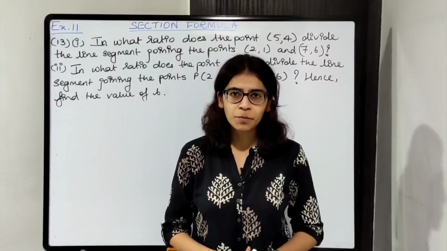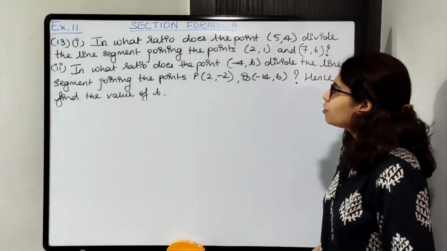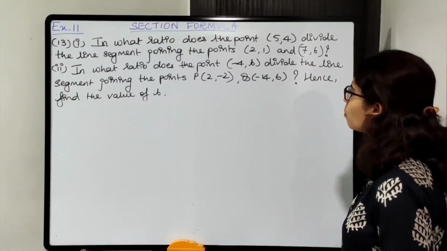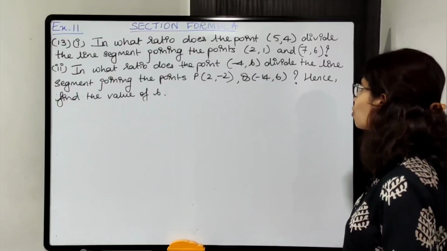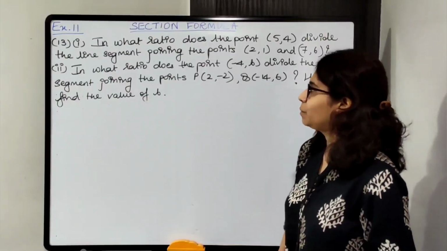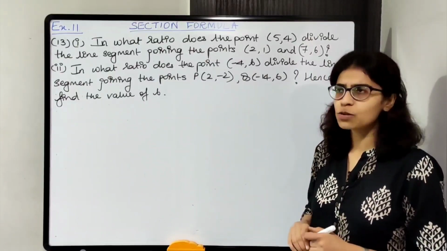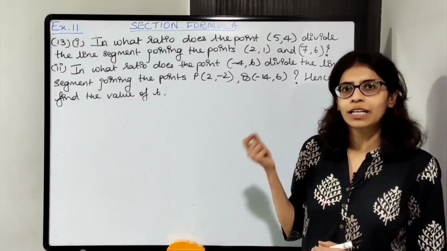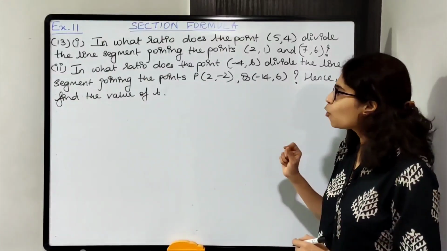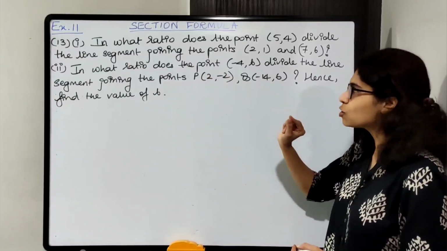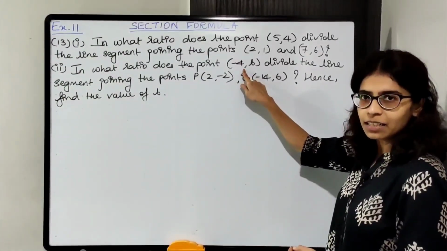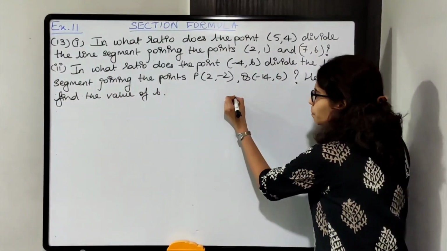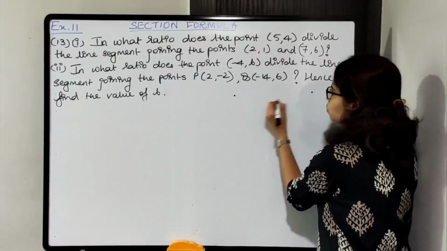Let's see how to solve the second part of the question. In what ratio does the point minus 4 comma b divide the line segment joining the points P 2 comma minus 2 and Q minus 14 comma 6? Hence find the value of b. It is similar to the previous question. The ratio is not known. A segment is being divided into two parts by a point. So the segment is formed joining the points P and Q. Read the question carefully. This point is dividing the segment, and the segment is formed joining the points P and Q.